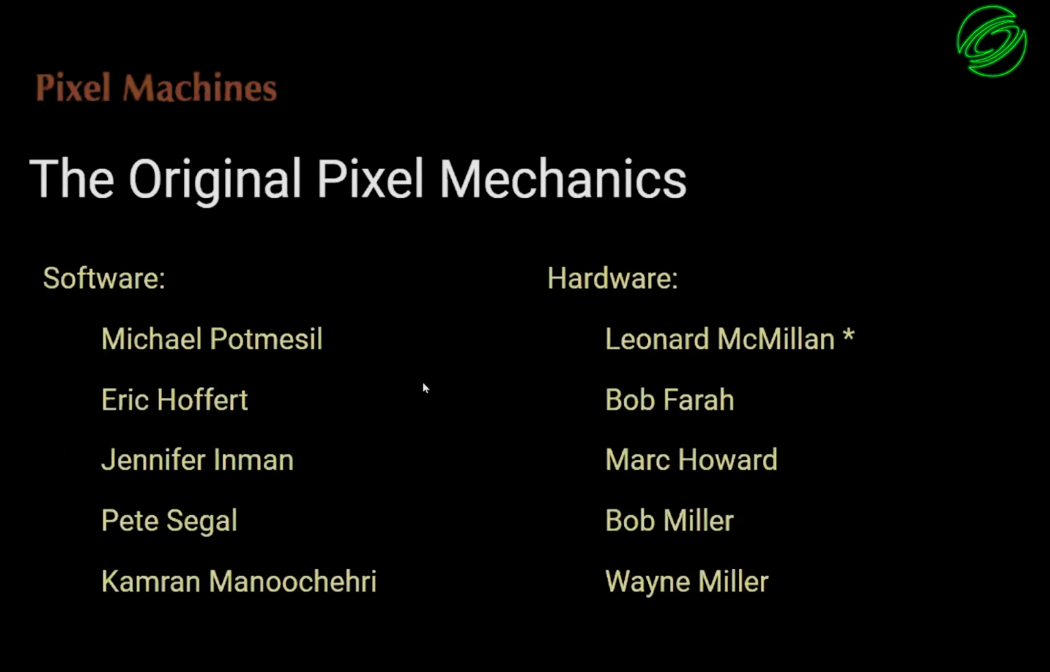Yeah. The original Pixel Machine team: Michael Potmusel was the software guy and came up with the original idea, and Leonard McMillan was the lead hardware designer. And then we had a bunch of really cool software people and a bunch of really cool hardware people. The reason I have an asterisk on Leonard is because not only was he the chief hardware architect of the Pixel Machine, he also wrote the original ray tracing core, which I then took over as soon as he got bored and wanted to start building some more hardware.